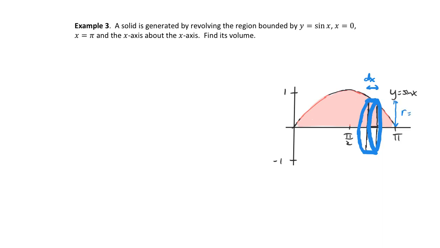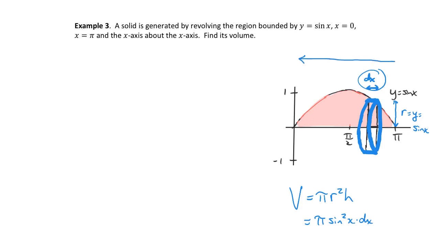The radius is moving up and down, so it is y, which is equal to the sine of x. The volume is pi times my radius squared times h, which in our case is pi times sine squared of x, and h is dx. Because I'm integrating with respect to x, we start at x equals 0 and end at x equals pi. Those are my limits of integration, 0 to pi.